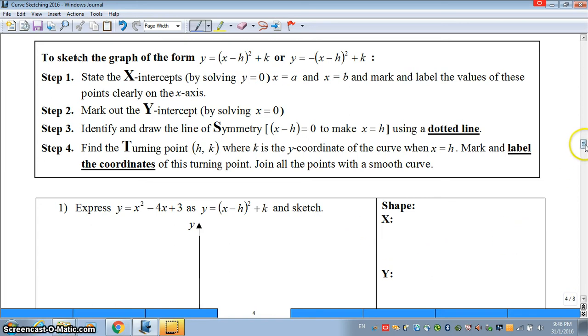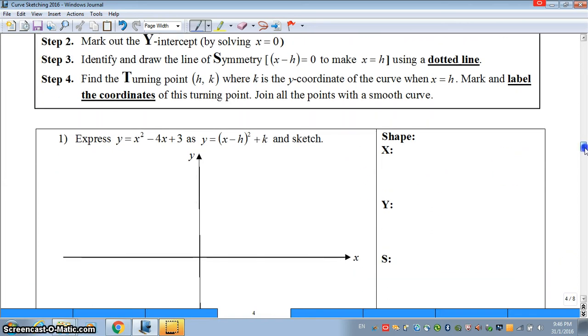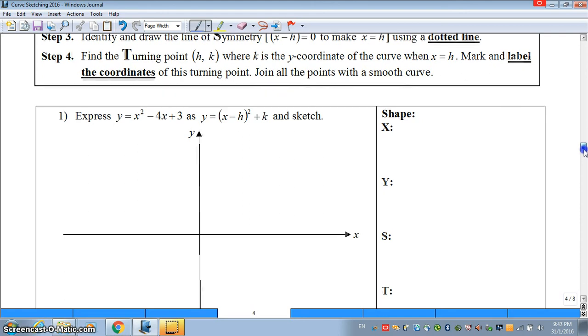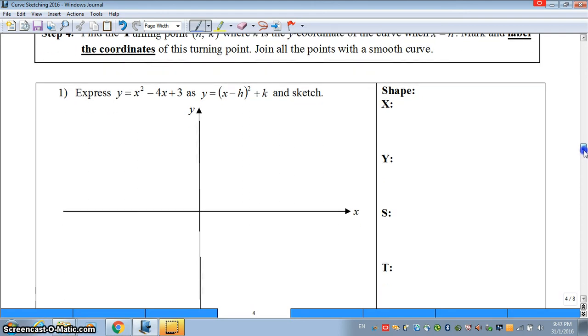Alright, so the question actually asks us to express y is equal to x squared minus 4x plus 3 in the form of (x minus h) squared plus k, which is what we call completing the square. Alright, let me go through the steps with you.